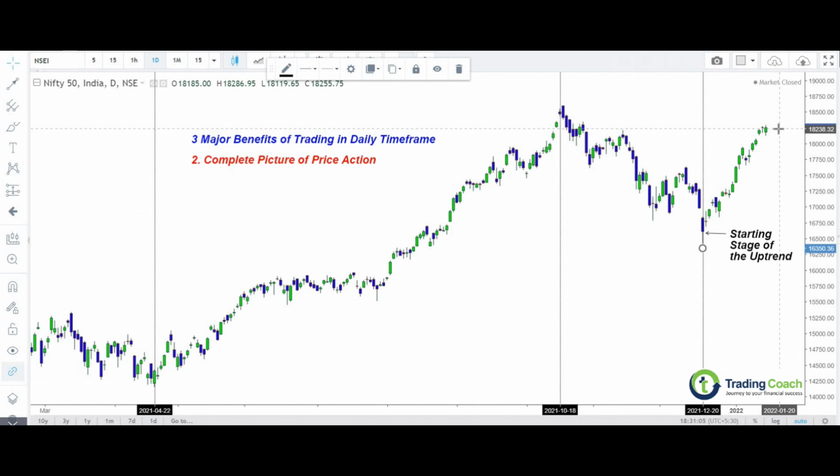And when you look at the one-day chart, this is a kind of a complete picture which we can get with the help of clarity, right? Apart from getting the clarity, you will also get a complete picture of price action. You will understand what was the previous structure, and you will also understand what is the current market structure, and you will also be able to understand what kind of a stage we are experiencing right now. So what kind of market stage are we seeing in the market right now, right? So this is the second most major benefit of using the daily time frame.